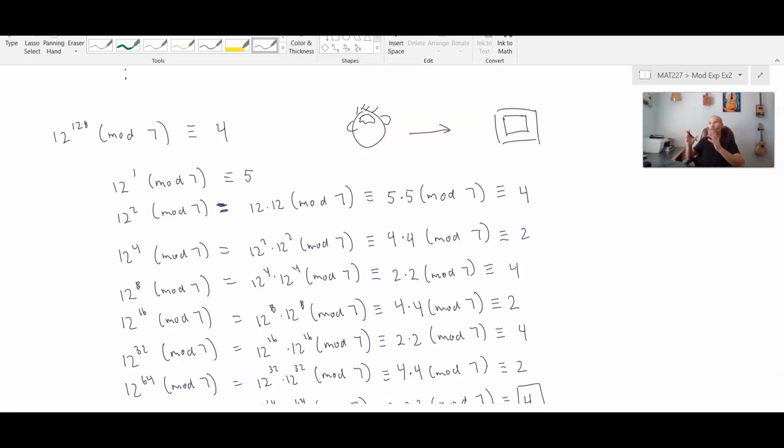In our final video, we'll go ahead and take a look at an example where our base is not necessarily a multiple, our exponent is not necessarily a multiple of 2.